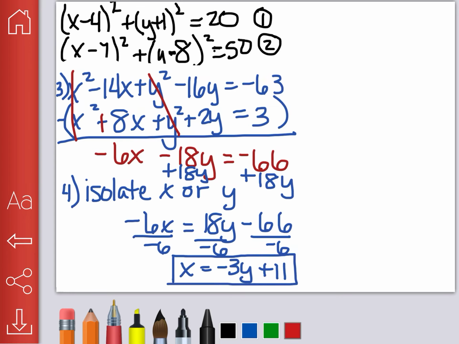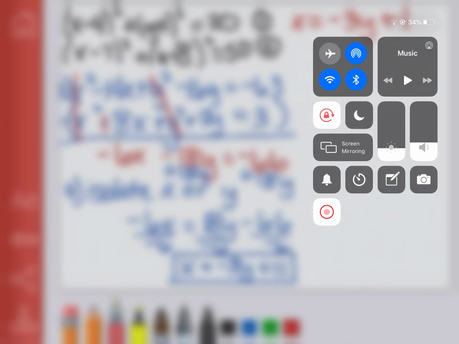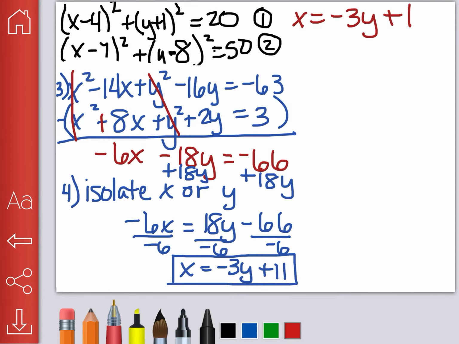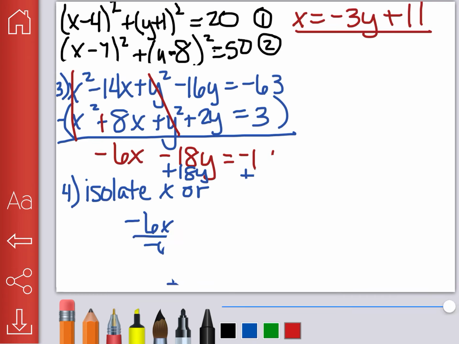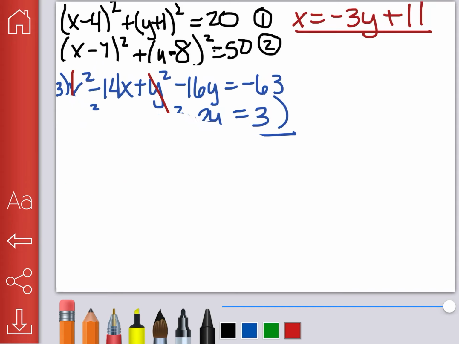So hang on to that equation because we're going to need it. And I'm actually going to write it in red up here. So I have x equals negative 3y plus 11. Okay. I write too big, so I got to erase again.